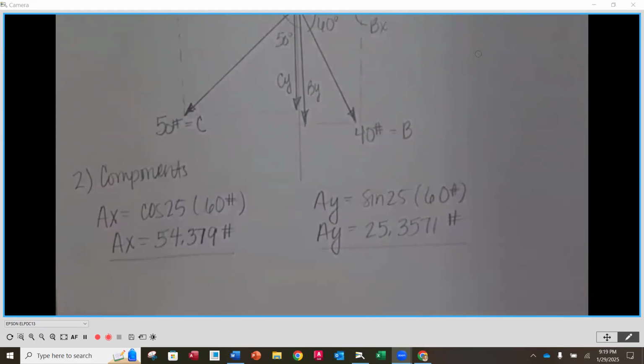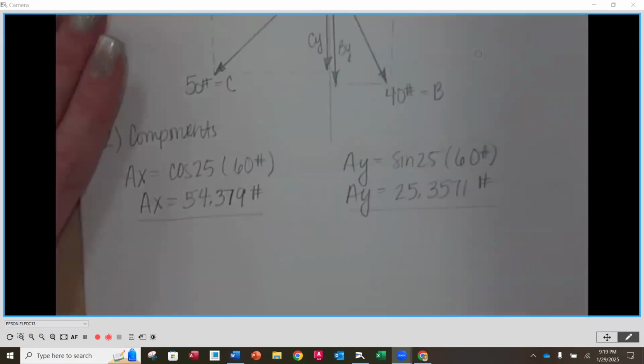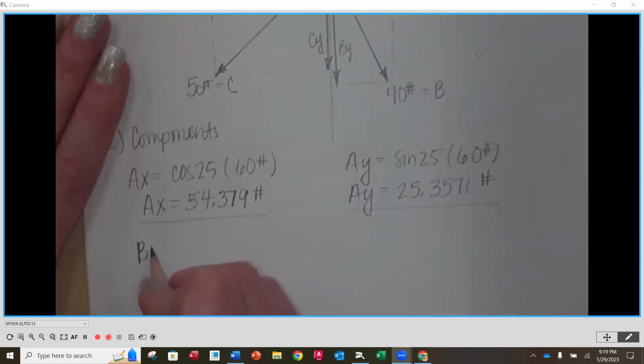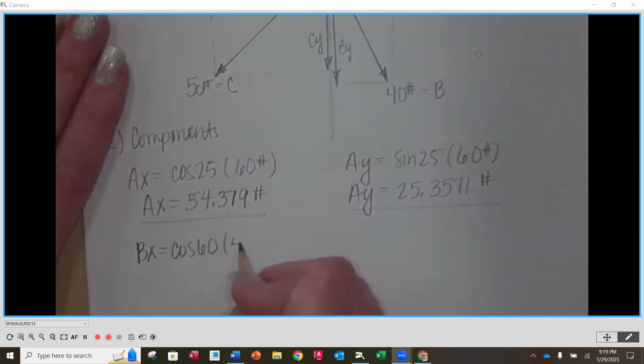Okay. Now we want to do that for BX, BY, CX, and CY. So I'm going to go ahead. I'm going to do my BX. It's going to be the cosine of 60 degrees times 40 pounds this time.